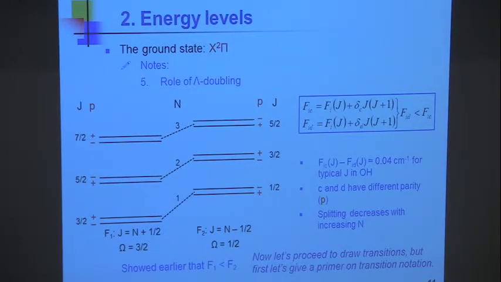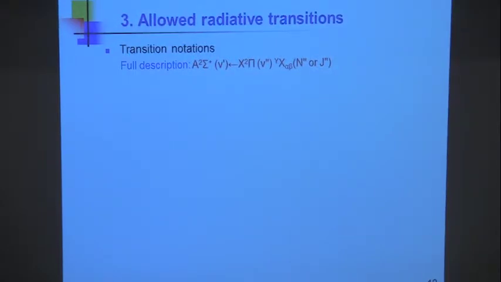In the literature, people use compact notation. So if you wanted to describe exactly what you're doing, you would say that you're working in the X to A band, the X2 pi to A2 sigma system, and the V double prime to V prime band. And now this is how we describe exactly which transition within that band we are talking about. And this notation is all about delta J, really.